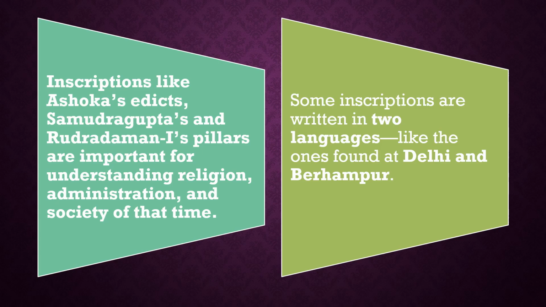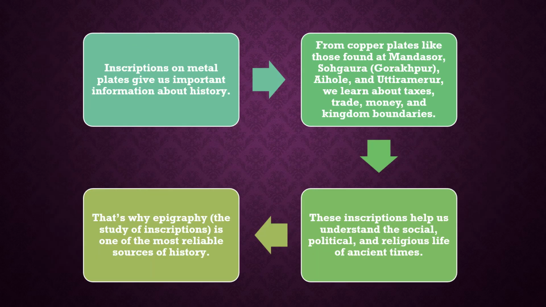Some inscriptions are important, like Ashoka's edicts, Samudragupta's, and Rudradaman's pillars. They give us information about religion, administration, and society of that time. Some inscriptions were written in 2 languages, which you will find at Delhi and Berhampur. Inscriptions give us important information about history.